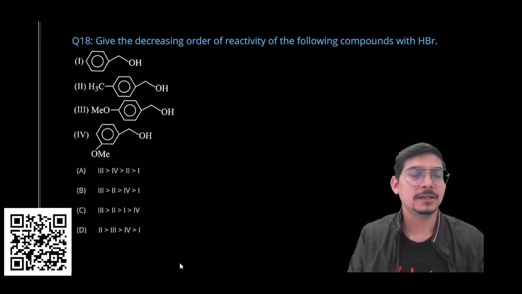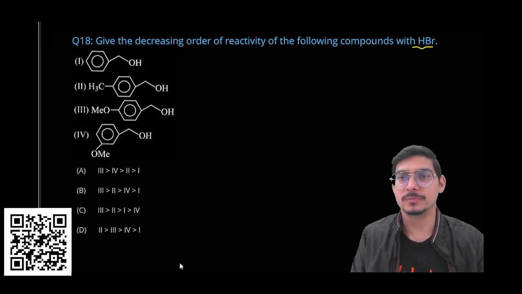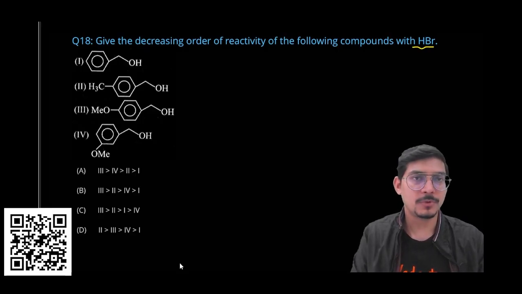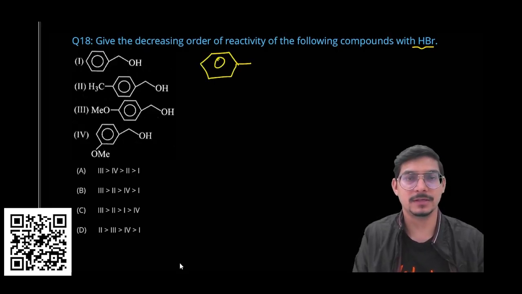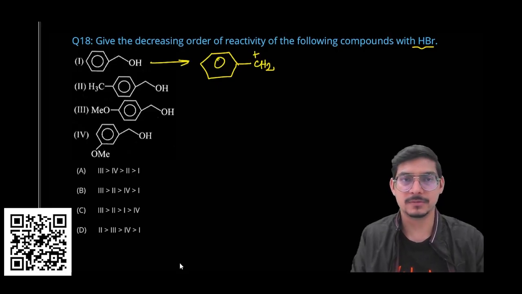Hi everyone. In this question, we have to give the decreasing order of reactivity of the following compounds with HBr. All the 4 compounds given in the option are benzyl alcohols, which means when they react with HBr, the reactivity will be determined by the carbocation that is given by these alcohols. For example, the first molecule, which is just a benzyl alcohol, gives this benzyl carbocation. So the reactivity would be determined by the stability of this benzyl carbocation.